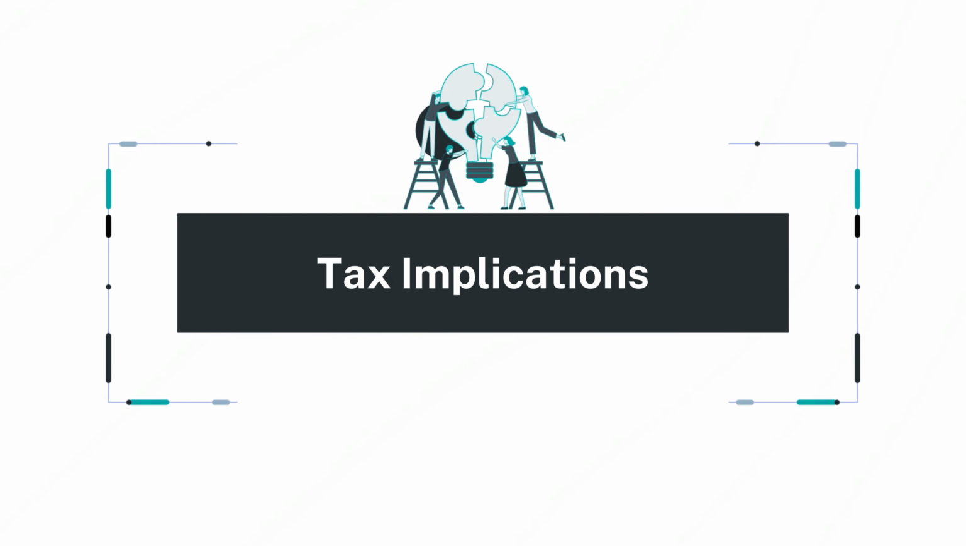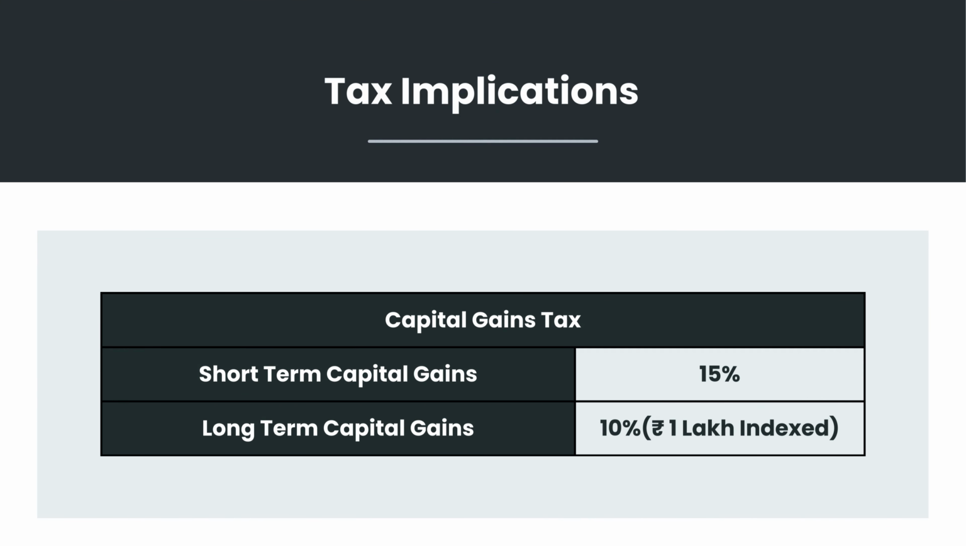First, capital gains taxation. If the mutual fund units are sold after 1 year from the date of investment, gains up to Rs 1 lakh in a financial year are exempt from tax. Gains over rupees 1 lakh are taxed at the rate of 10%. If the mutual fund units are sold within 1 year from the date of investment, the entire amount of gain is taxed at the rate of 15%. No tax is to be paid as long as you continue to hold the units.